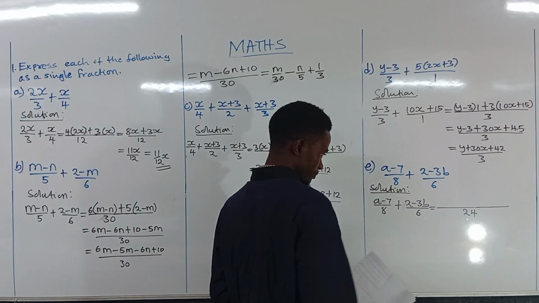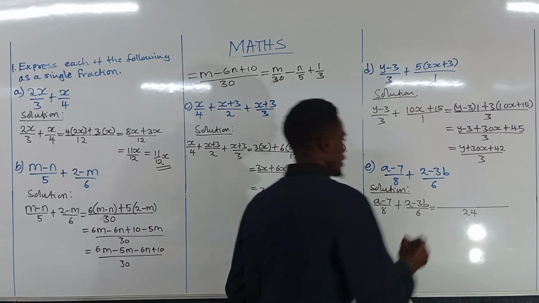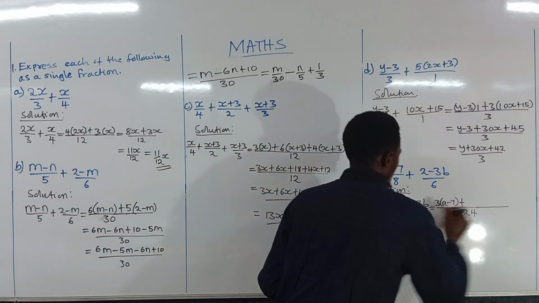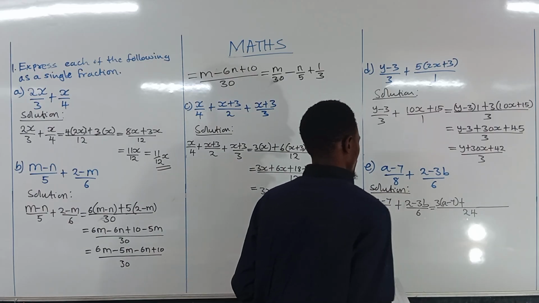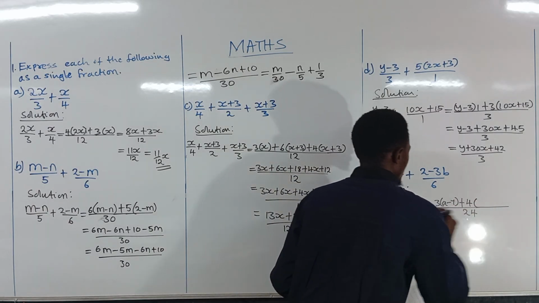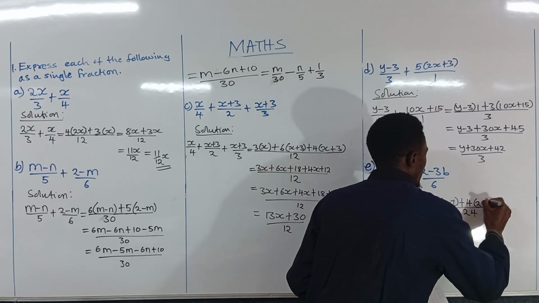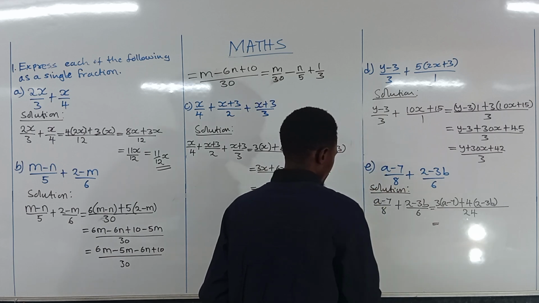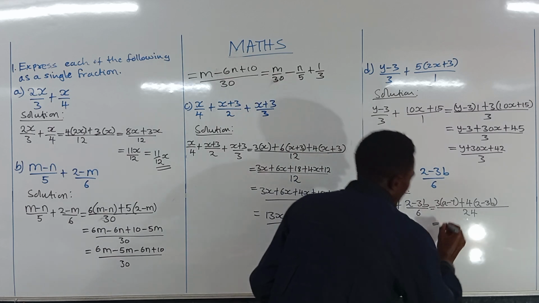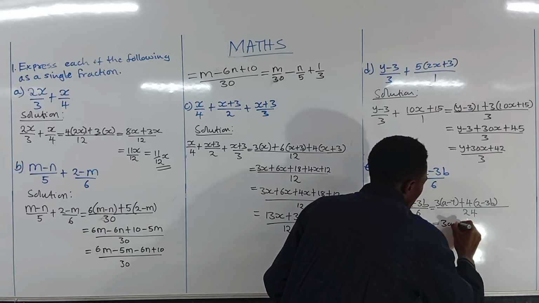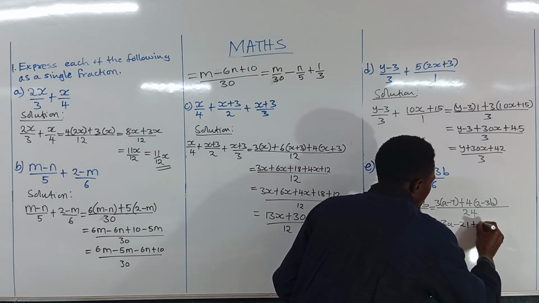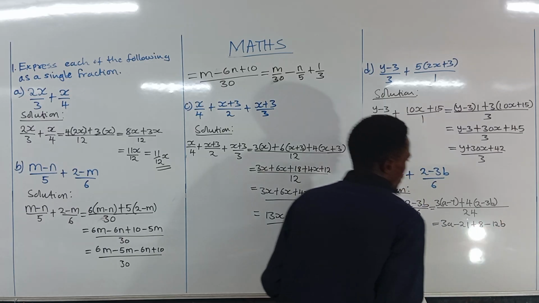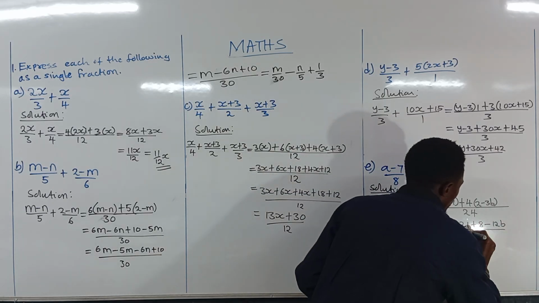8 goes to 24 3 times. 3 times the numerator, 3 times m minus 7 plus, because here we have a plus, 6 goes to 24 4 times. So we have 4 times the numerator, 2 minus 3b. So from there we have 3m, that is now opening up. We have 3m minus 21 plus 8, that is 4 times 2, minus 12b. Minus 12b out of 24.